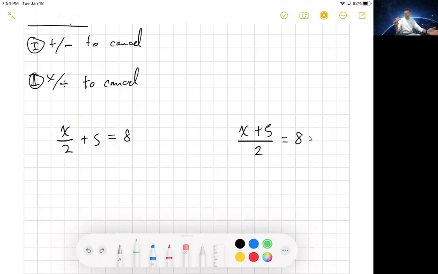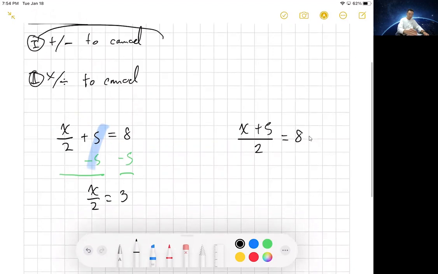Here, the 5 is not trapped by the 2, only the x is. So the 5 is like, hey, I'm free to be canceled. So we will go ahead and take care of that, right? 5 minus 5 is 0. x over 2 equals 3, right? So we take care of the first step. Now we got to take care of the second step, which is to multiply by 2. So for the first one, we subtract 5 and then multiply by 2.